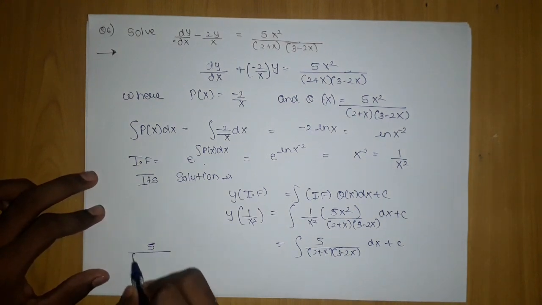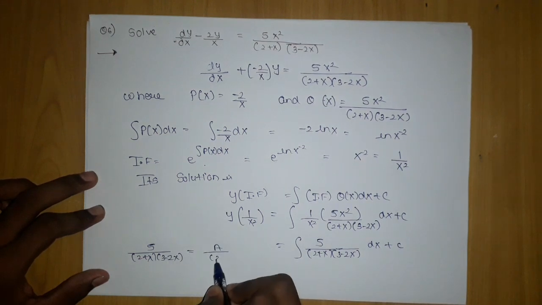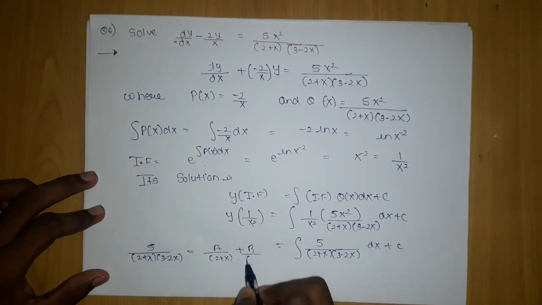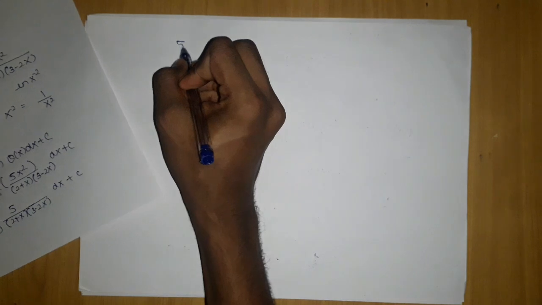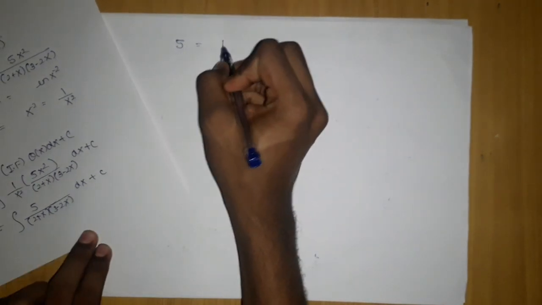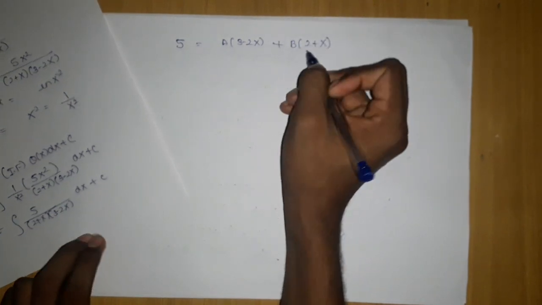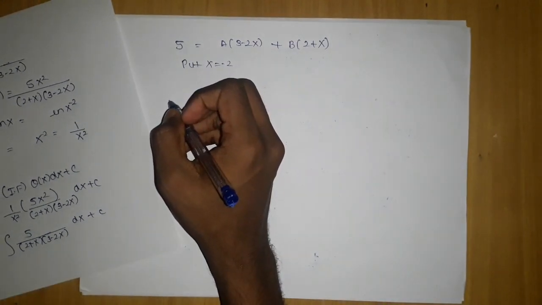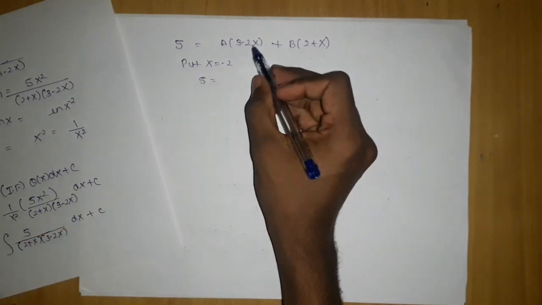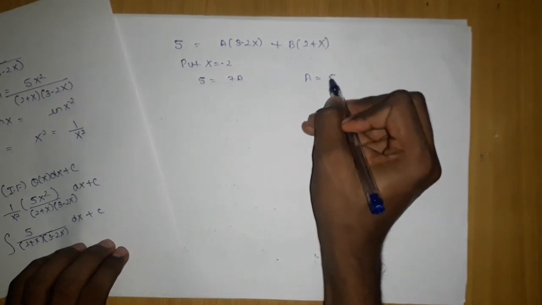So 5 upon (2 plus x) into (3 minus 2x) is nothing but a upon (2 plus x) plus b upon (3 minus 2x), right? If you solve it further, multiplying throughout by (2 plus x) into (3 minus 2x), we get 5 equals a into (3 minus 2x) plus b into (2 plus x). So we are left with this. Put x equals minus 2. If you put x equals minus 2, you are going to get 5 equals a into (3 plus 4), that is 7a, and the other term becomes 0. So a is equal to 5 by 7.